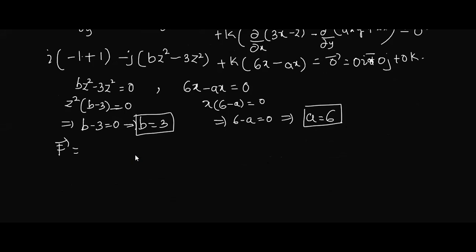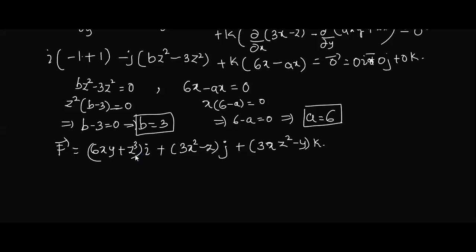Substitute a as 6. So 6xy plus z cube into i, plus 3x square minus z into j, plus 3xz square minus y into k. See, nothing much. In the given f, a and b were unknowns. Now after finding them, we have just substituted.